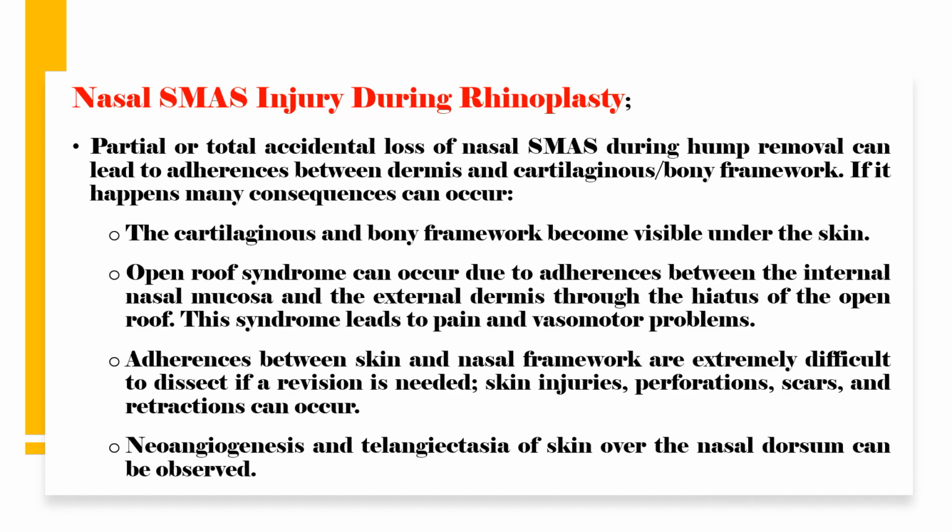Open roof syndrome can occur due to adherences between the internal nasal mucosa and the external dermis through the hiatus of the open roof. This syndrome leads to pain and vasomotor problems. Adherences between skin and nasal framework are extremely difficult to dissect if a revision is needed. Skin injuries, perforations, scars, and retractions can occur. Neoangiogenesis and telangiectasia of skin over the nasal dorsum can be observed.